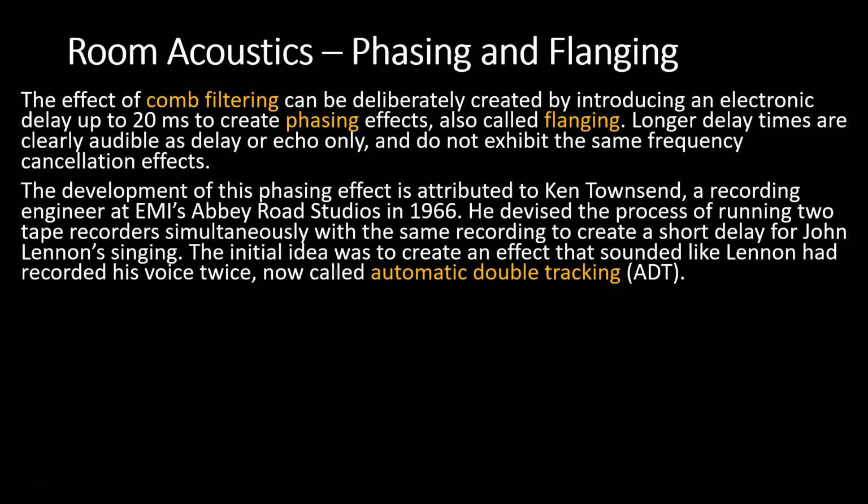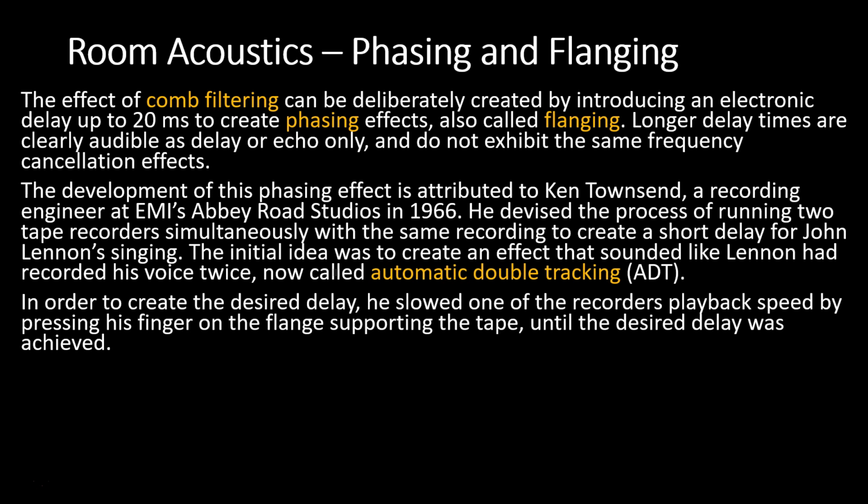The initial idea was used by John Lennon to create an effect that sounded like Lennon had recorded his voice twice, which was the common way back in the 60s to thicken a voice track. And then the concept of automatic double tracking was born. In order to create this desired delay, you slow down one of the tape recorder's playback speeds by pressing your finger on the flange or speeding the flange up until the desired delay was achieved.